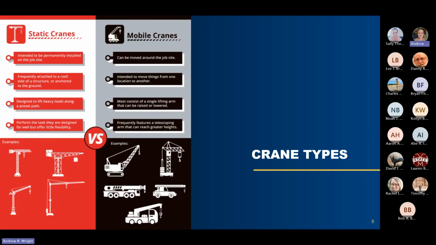So in this next section, we're going to go into the different types of cranes so you can familiarize yourselves with them. There are two basic overarching categories of cranes. You have your static cranes, which are the permanent cranes on your job sites, or your mobile cranes. These are the ones you can move around. They lift less, but they have the advantage of being mobile.